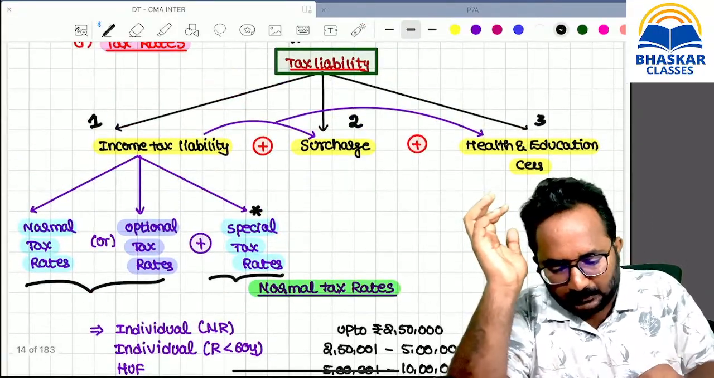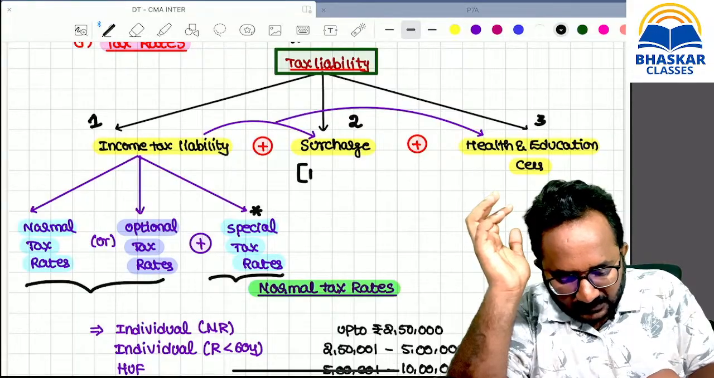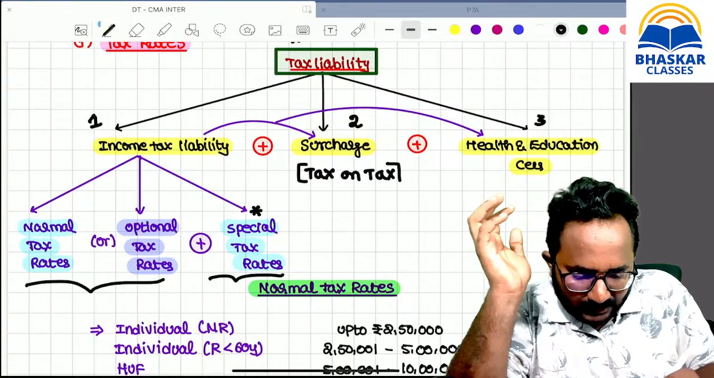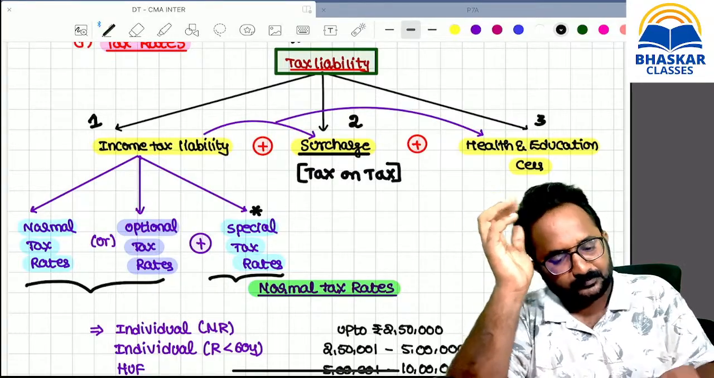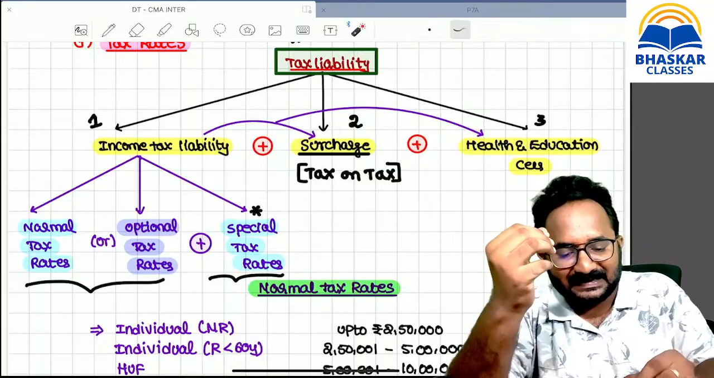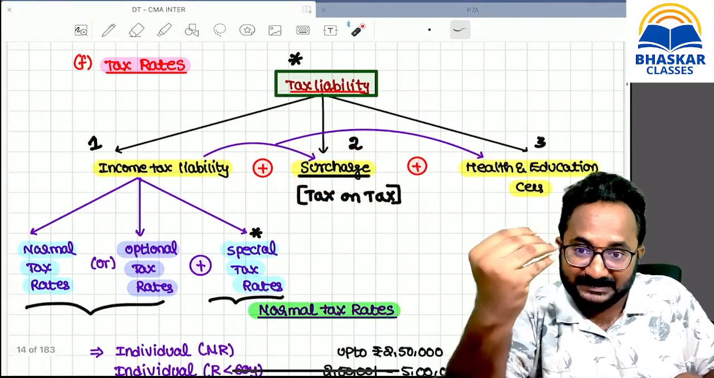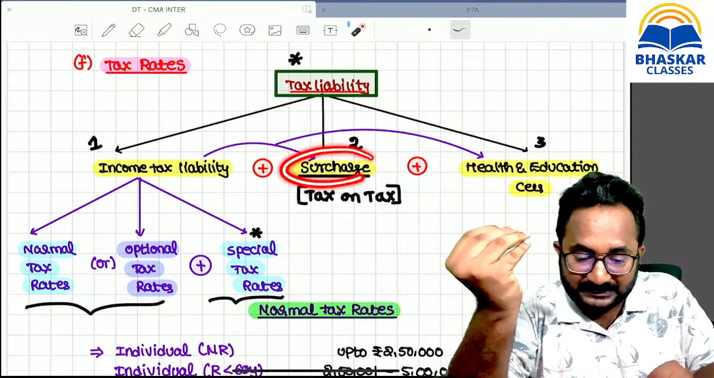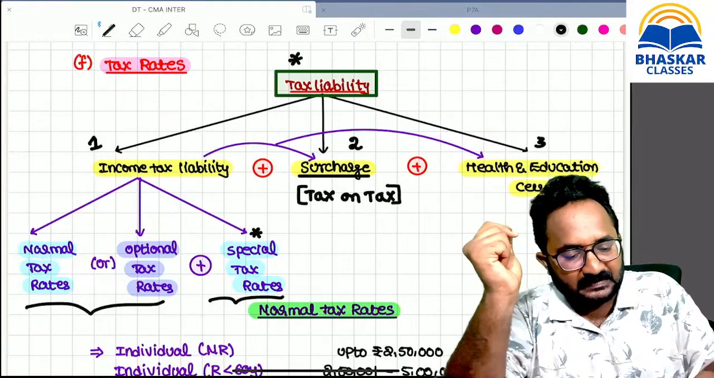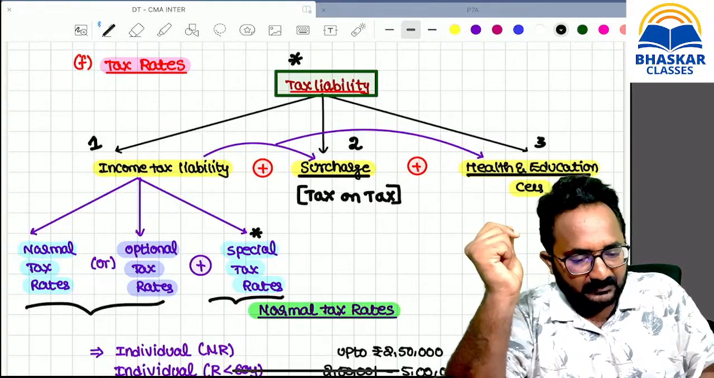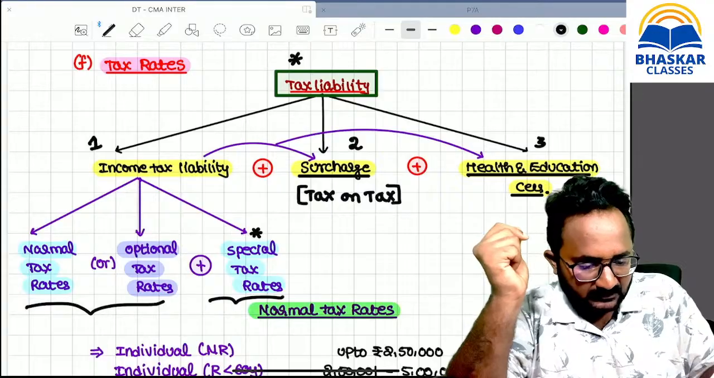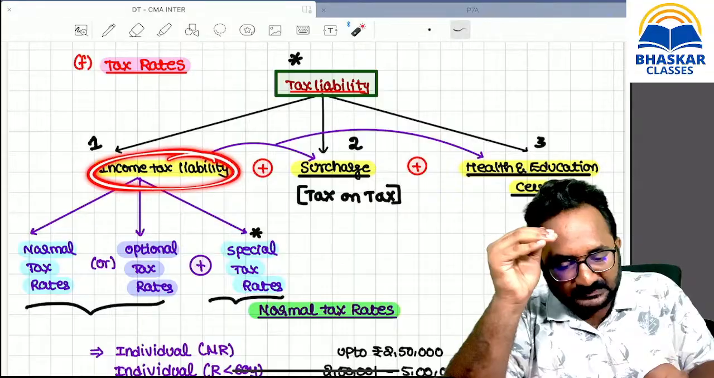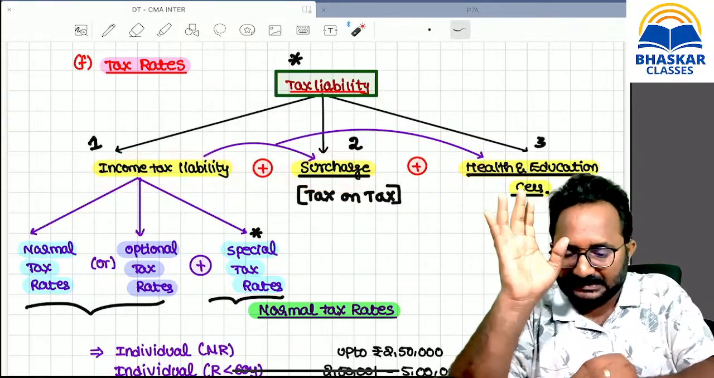On this income tax liability, that means on this income tax, we want to collect one more type of tax, that is tax on tax, that is surcharge. Remember why this surcharge is there? Because it is progressive in nature. If you are a rich person, I want to collect one more tax from you, that is surcharge. Next is health and education cess. It is collected on the income tax and surcharge.